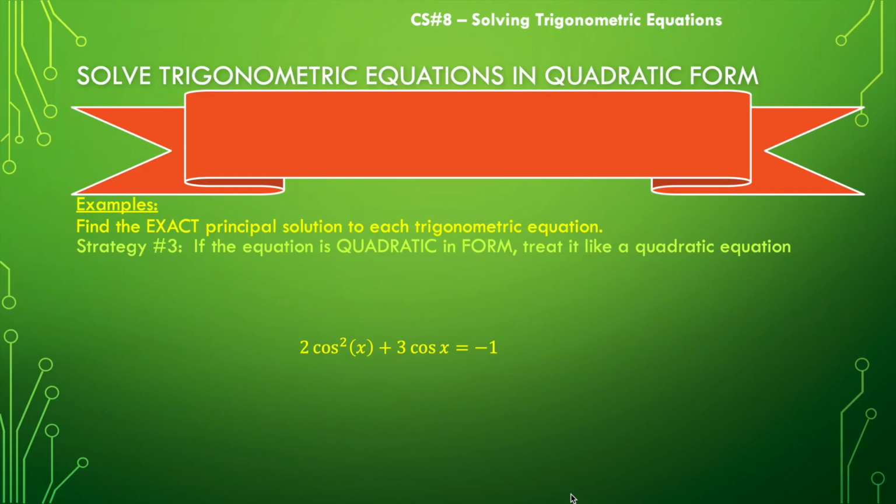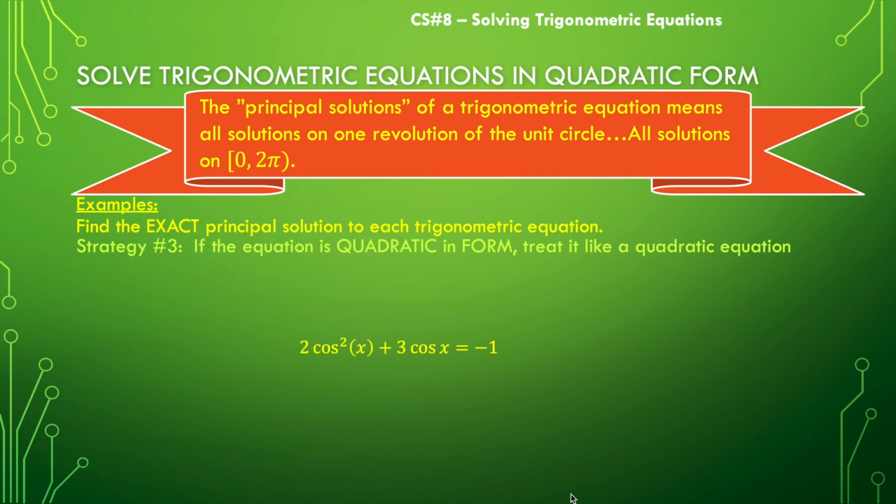But before we jump into that, we're going to introduce a new concept. In the past two videos, we've been talking about solving for general solutions or all possible solutions. We're going to introduce this concept here where we talk about solving for the principal solutions only. And all that means is we want to identify the solutions that are found on one rotation of the unit circle. So everything from 0 to 2 pi, but nothing beyond that. Okay, so nothing negative and nothing greater than 2 pi.